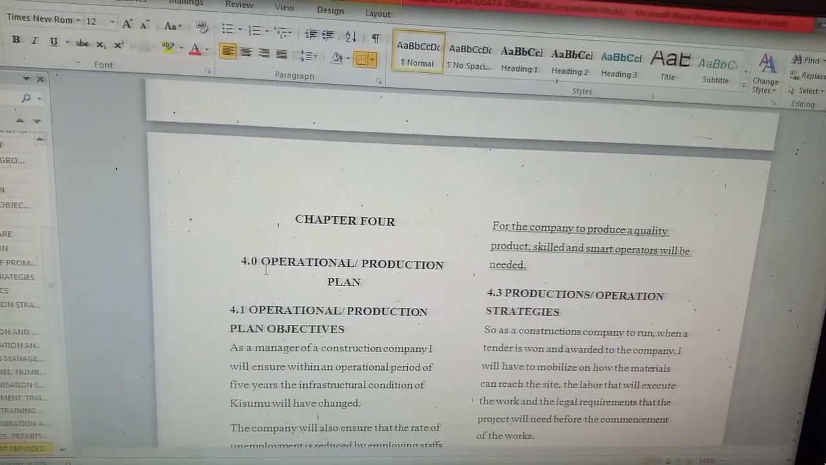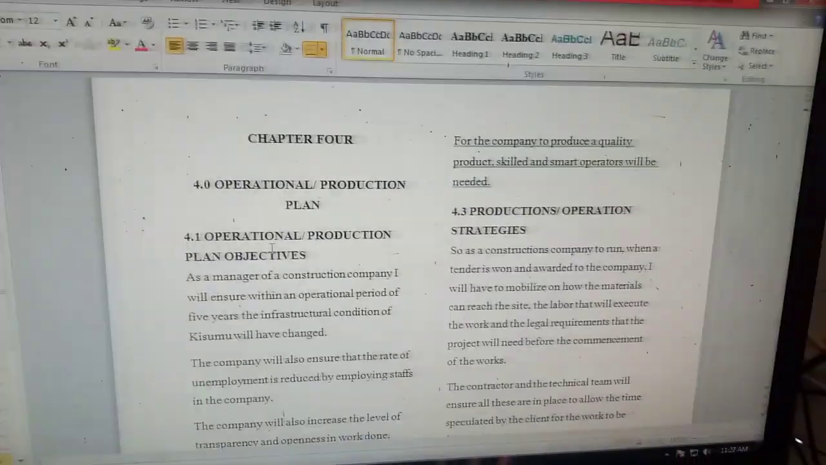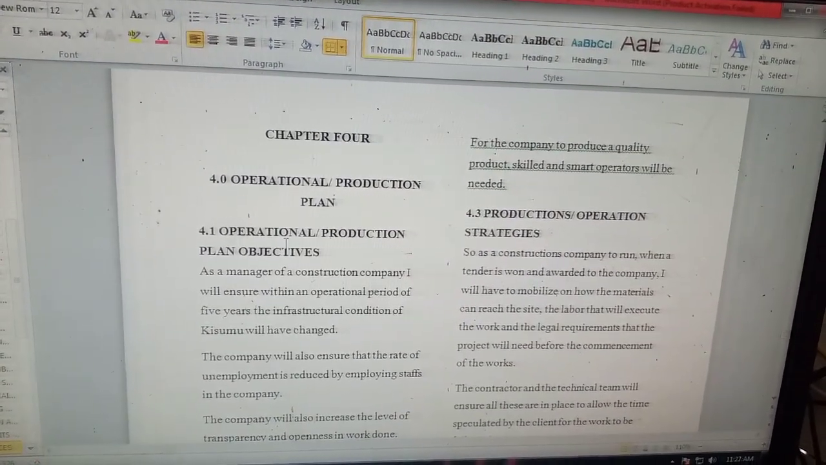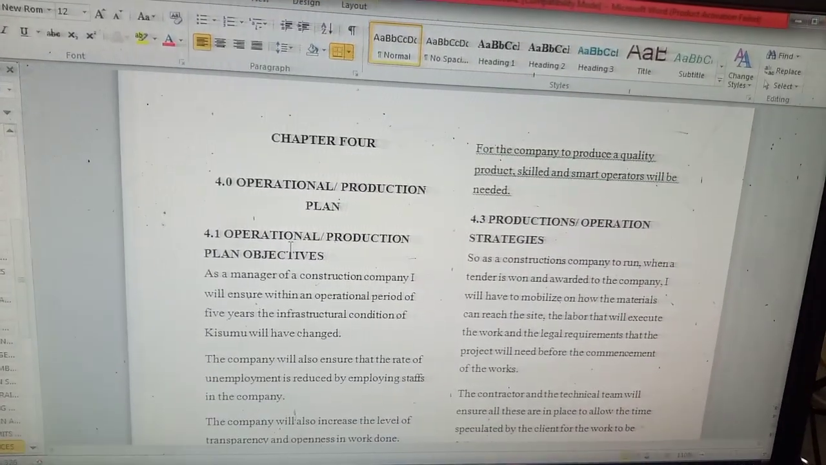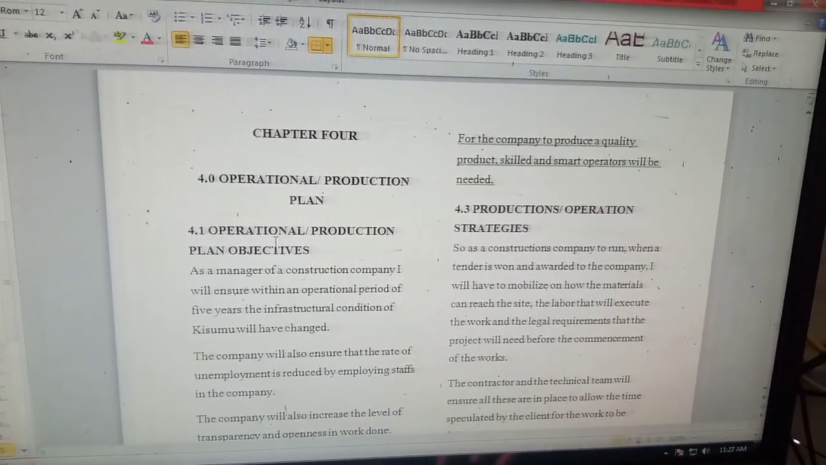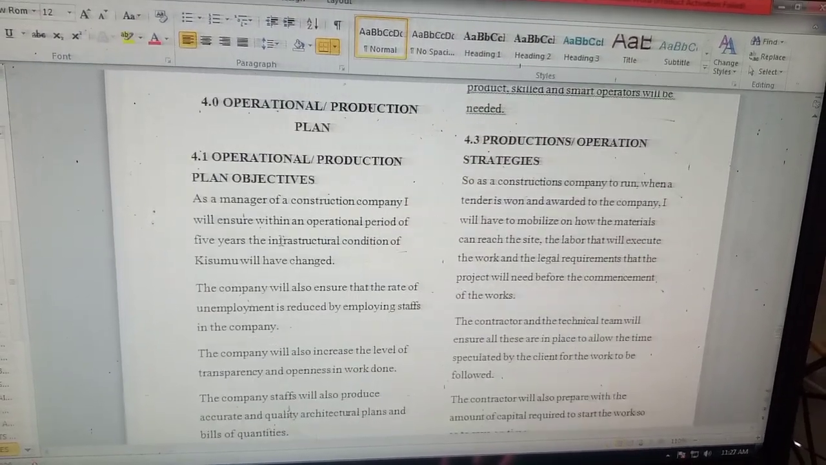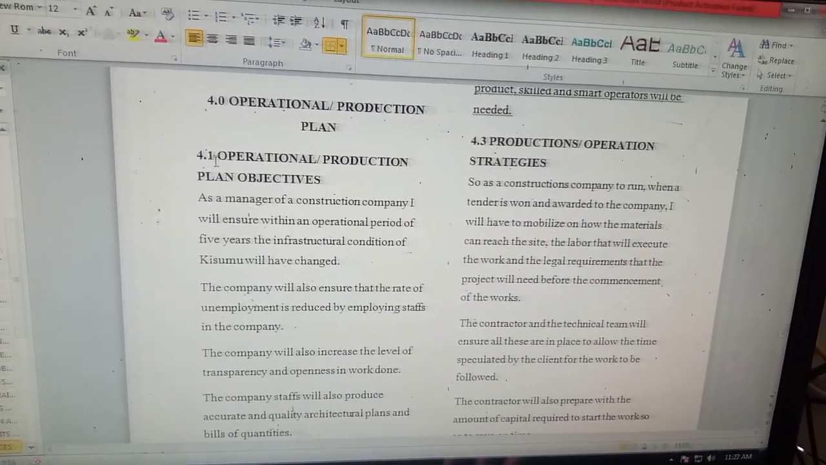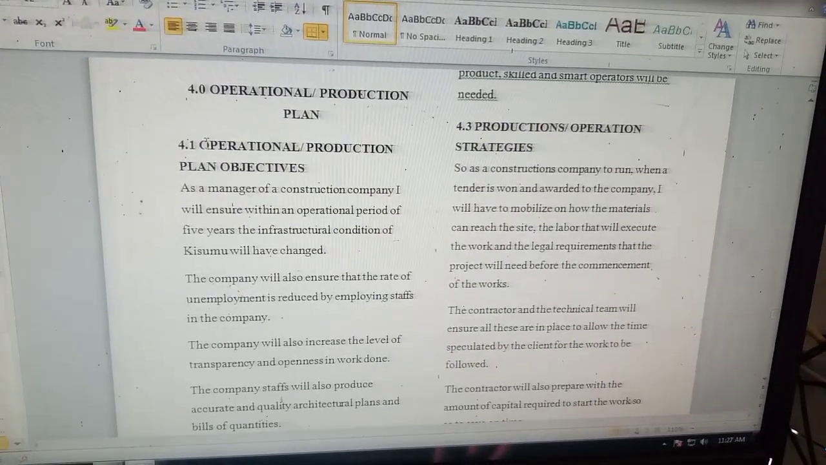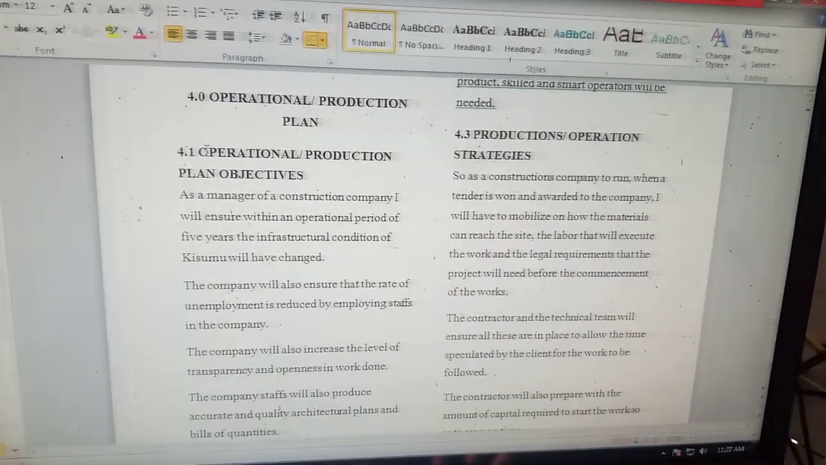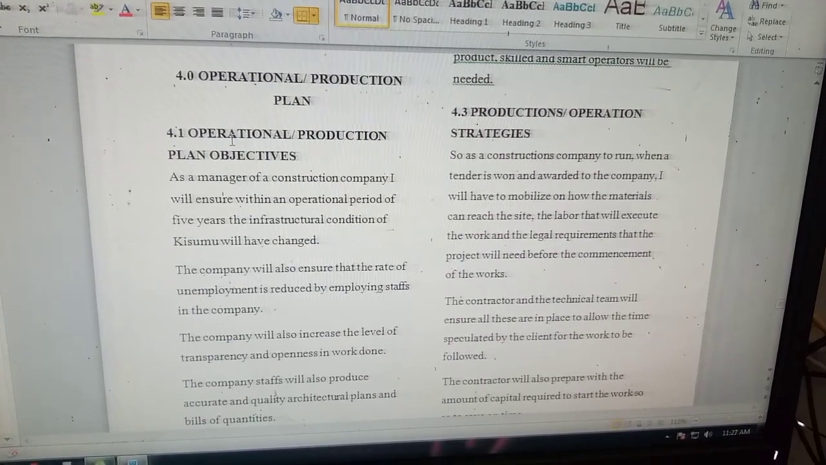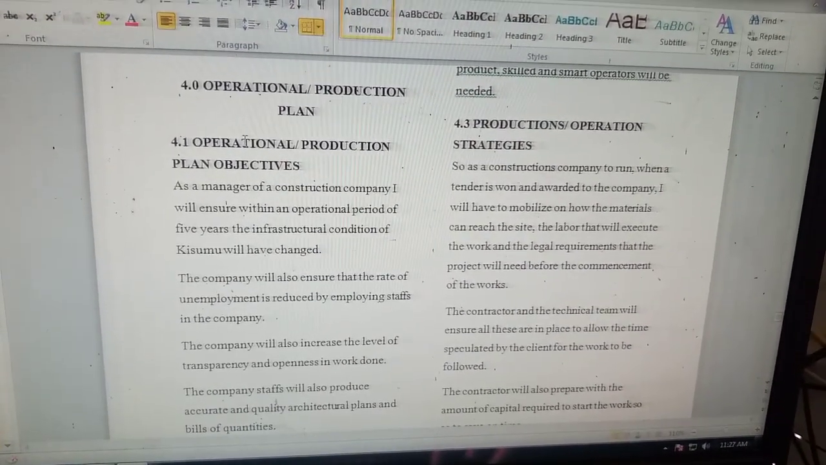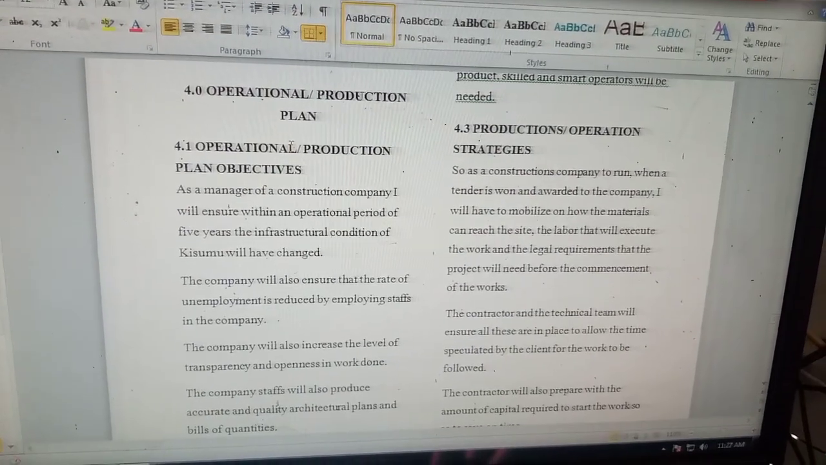So we'll proceed to chapter 4. So chapter 4 is operational production plan. Operational and production plan. So operational and production plan, you must have an objective. The operation of the business you are setting up. Remember, you are setting up a business that you would like to do. What are the operations that your business will be doing?